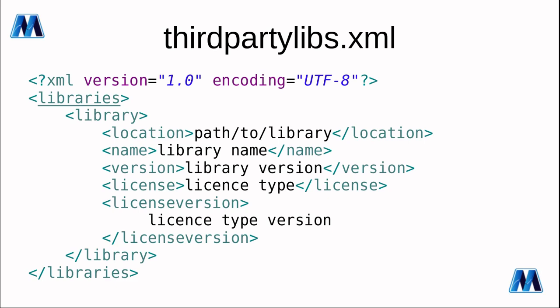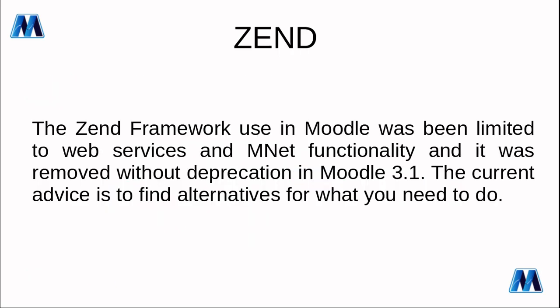So you've got information about the location, the name, the version, license type, license version. Some of those are optional. If you don't have the details, you don't need to specify them, but at least try and have the location and the name of the library in your third-party libs XML. That gives anybody who's dealing with your code a chance to know that that is not part of the code that you are maintaining.